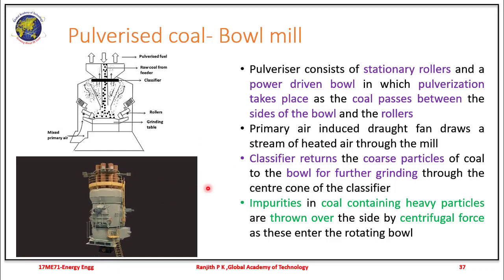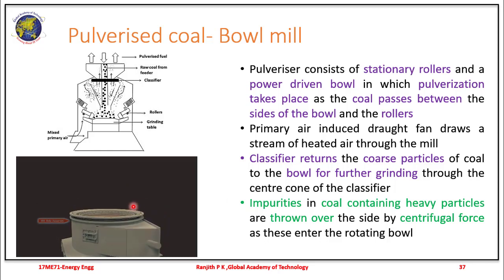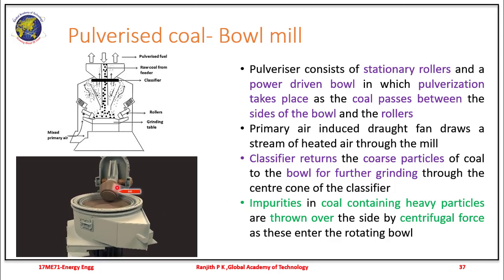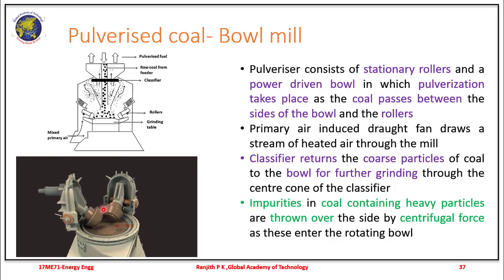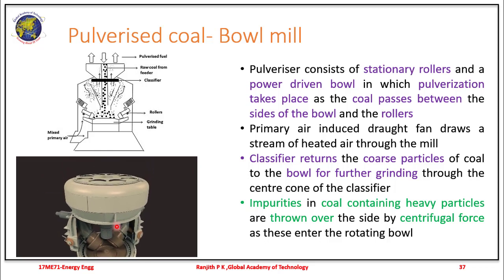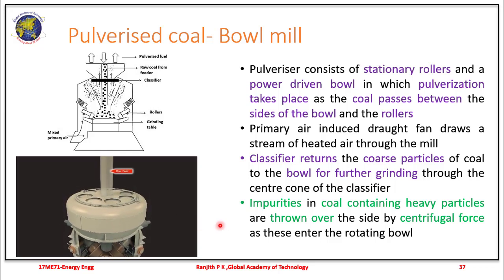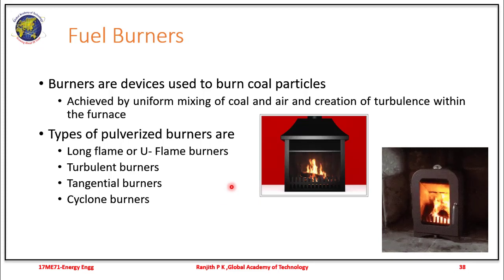In case of a bowl mill, it consists of stationary rollers and a power driven bowl, where the pulverization takes place. You can see the complete setup in this animation. The primary air is induced, and this is the mill that is there. It is very similar to the grinding action. So there are grinding wheels or stationary roller wheels which do the required action.